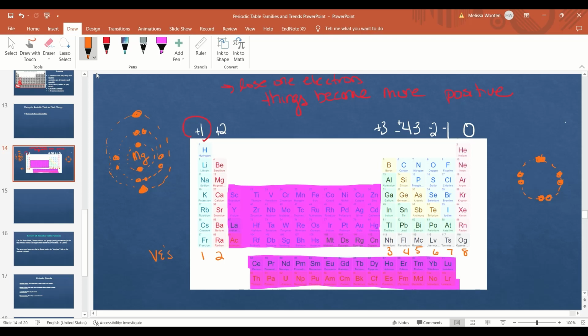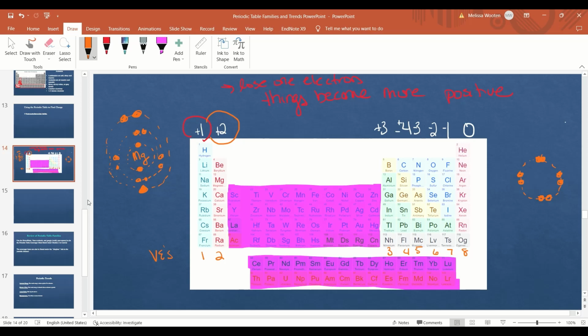and so it's easier to lose these 2 than to gain all the ones it needs to fill up this shell. And so it loses 2, things become more positive by 2, so it's plus 2. And it goes down the same pattern. If we move over to aluminum, you would have 3, and it's easier to lose 3 than to gain all the electrons you need to fill this outer shell.